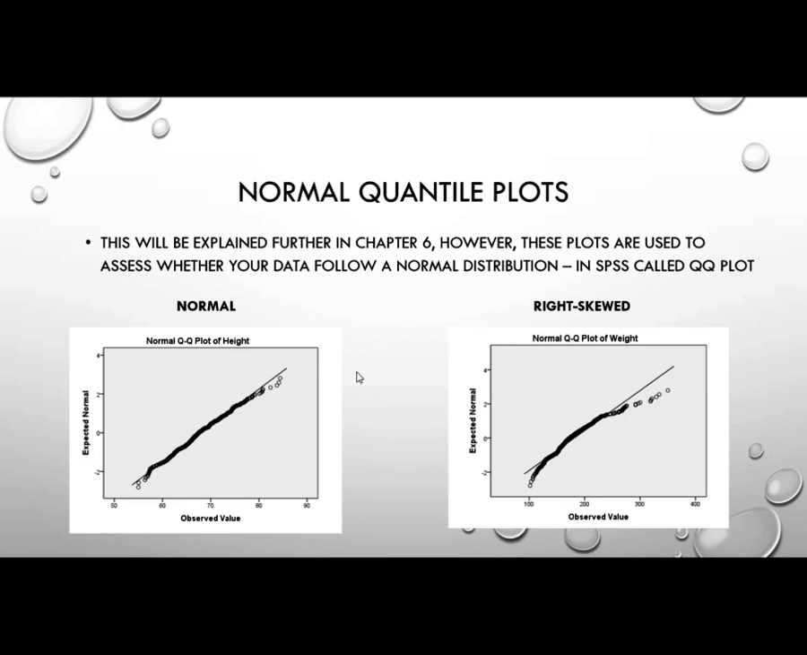In the book, they mention normal quantile plots, but we're going to go into that at greater length in Chapter 6. But these are plots that are used to assess whether or not your data follow a normal distribution.